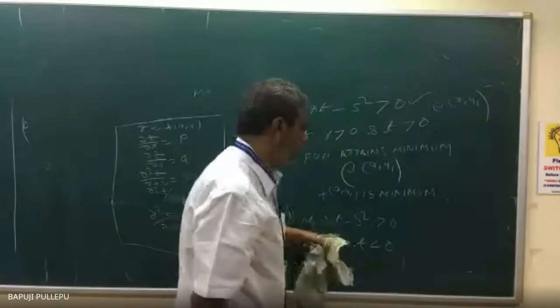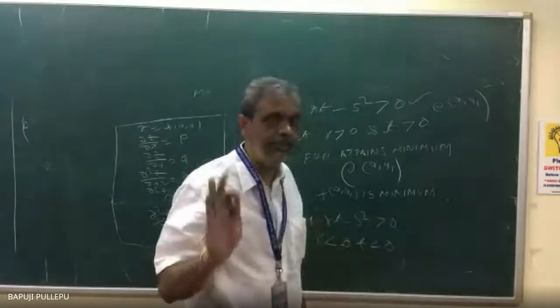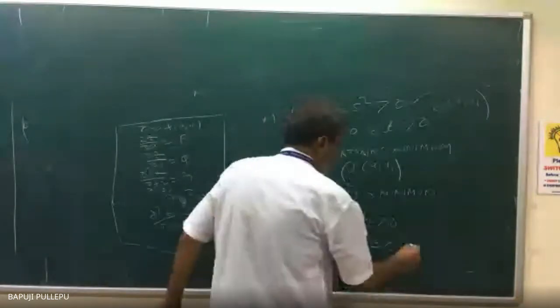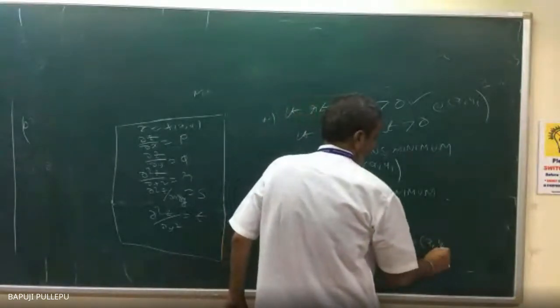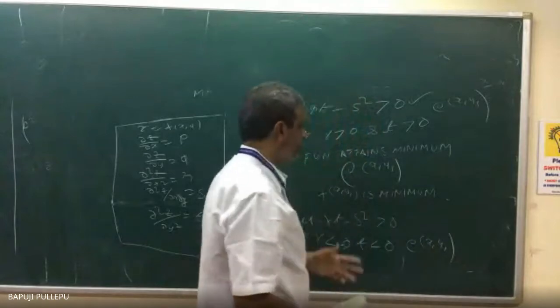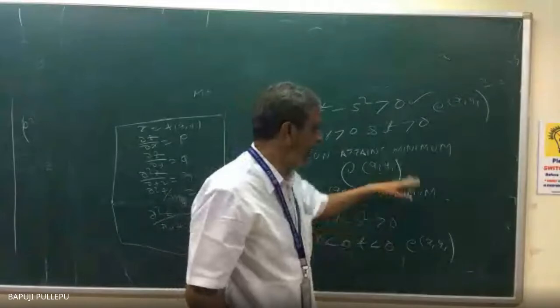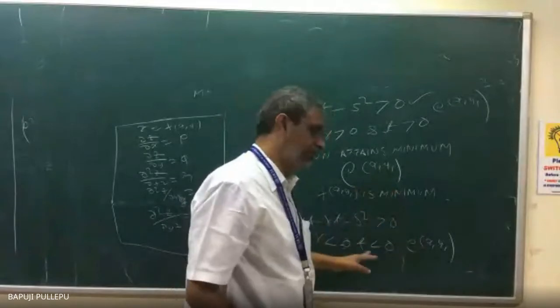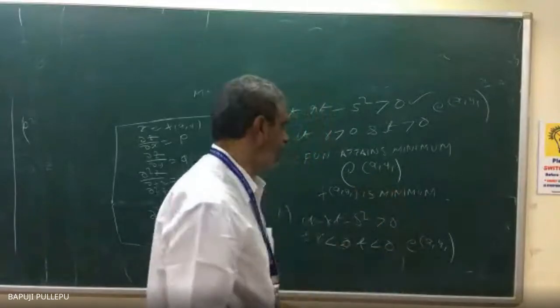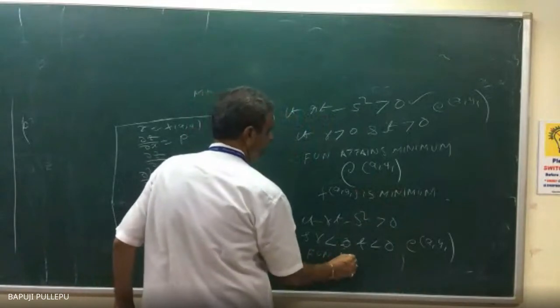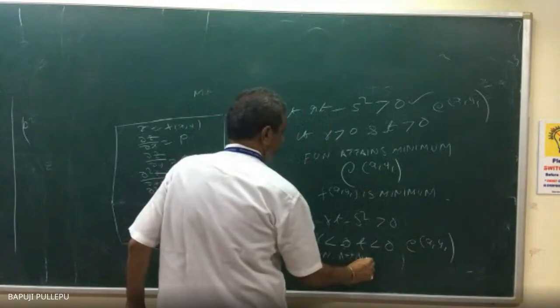So, now what will you get? RT minus S square greater than 0, then only the door opens. Then if R is also less than 0 and T is also less than 0. At some points you will get less than 0, some points greater than 0. If R is greater than 0, T is also greater than 0. If R is less than 0, T is also less than 0 at that point. Now the function attains what? Maximum.